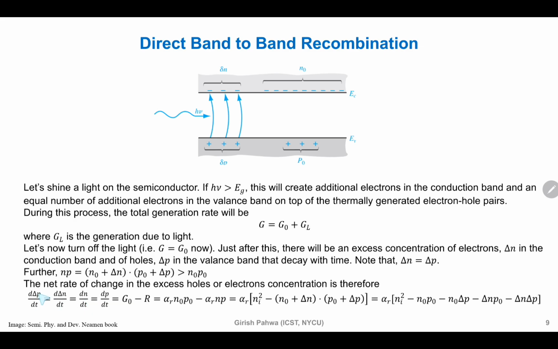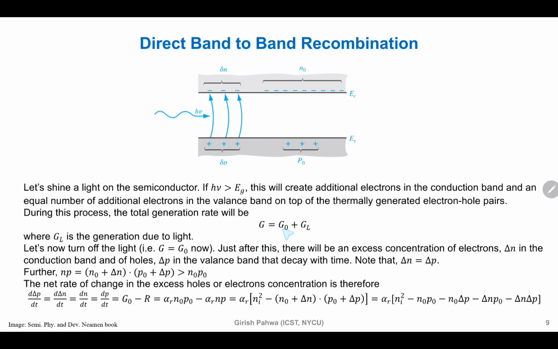So either you want to write in terms of excess holes or excess electrons, or you want to write in terms of the total electrons and total holes. It's up to you. But the rate of change of excess electron concentration or full electron concentration will be equal to the generation rate minus the recombination rate. The rate at which they are being generated minus the rate at which they are being recombined.